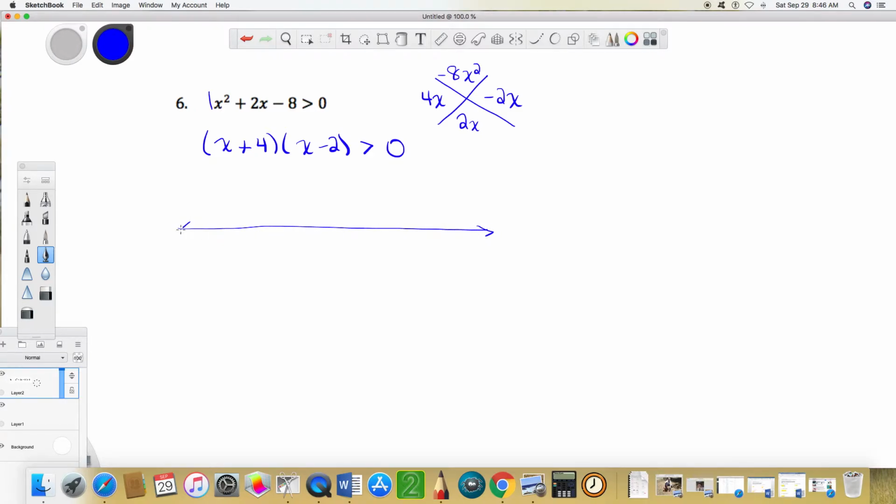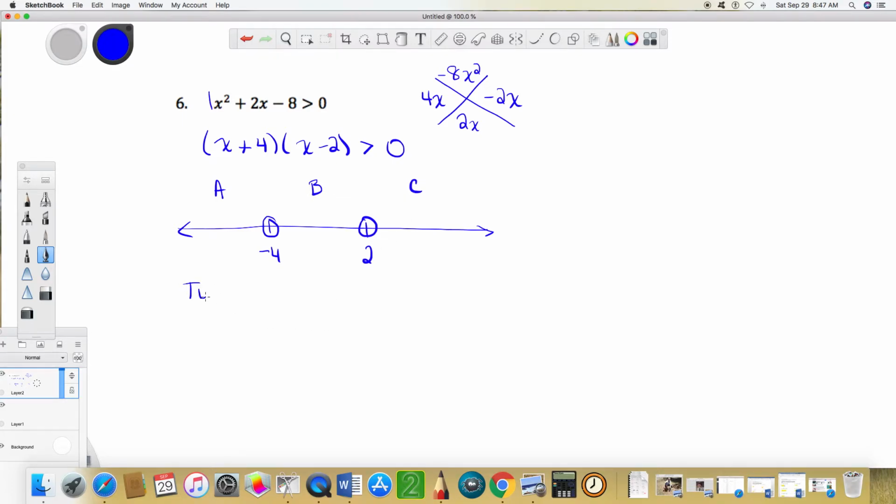So I'm going to use these values of negative 4 and positive 2, and they're often referred to as critical points. I'm going to leave both of those out of my solution set, both of those hollow, because this original inequality is a strict inequality. It doesn't say greater than or equal to, it says strictly greater than. So this divides my number line into 3 regions that I'm going to label A, B, and C.